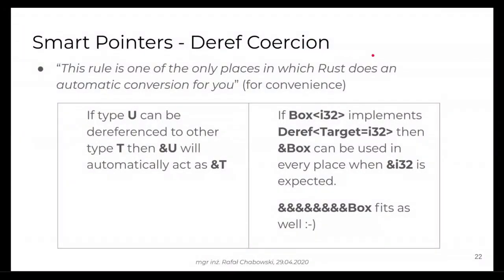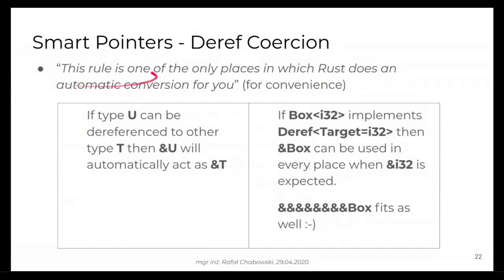Now let's get back to this Deref coercion I mentioned earlier. Again, for our Polish speakers, this is przymus dereferencyjny. And the definition is that if type U can be dereferenced to another type T, then a reference to U will automatically act as a reference to T. On the right side is a more strict example. So if Box of i32 implements the Deref trait for i32, then this reference to Box can be used in every place where a reference to i32 is expected. And by the way, multiple dereferencing will fit as well.